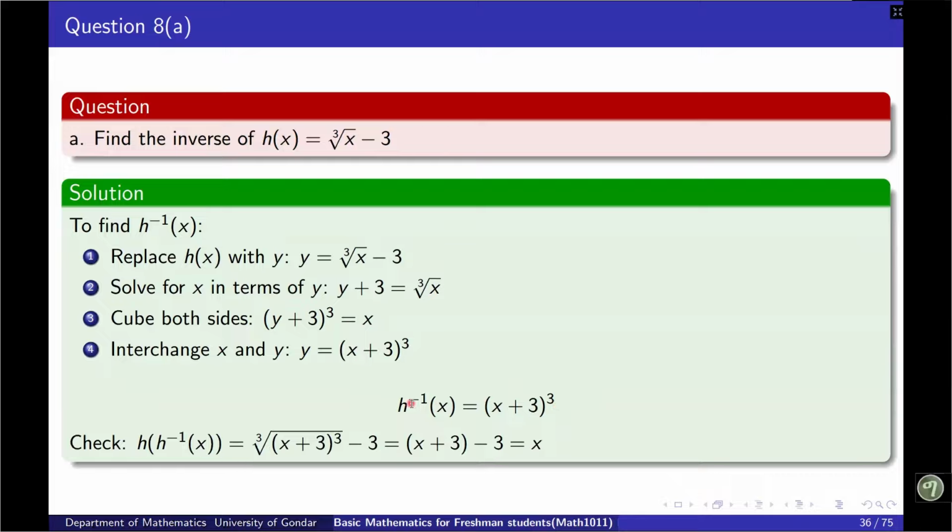In order to check, we know that the composition of h with h inverse of x must be x. So h of h inverse of x is equal to the cube root of x plus 3, to the power of 3, minus 3, which is equal to x plus 3 minus 3, which is what? x. So exactly, h inverse of x equal to x plus 3, to the power of 3, is the inverse of h of x equal to the cube root of x minus 3.